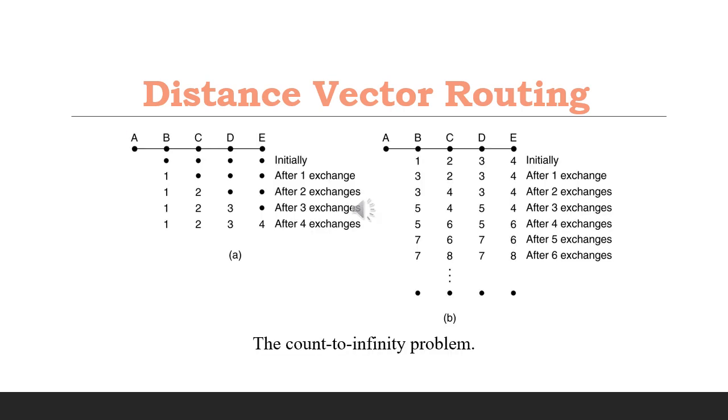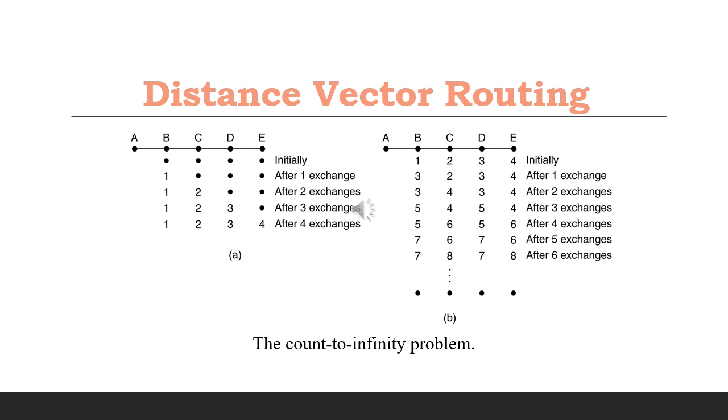Now this is the count to infinity problem that we have in distance vector routing. Initially A is down in every system. After 1 second, B got to know that A is up. After 2 seconds, C got to know that A is up now. After 3 seconds, D got to know that A is up now. And after 4 seconds or 4 exchanges, E got to know now A is up. Now A is up on the right hand side: A, B, C, D, E.